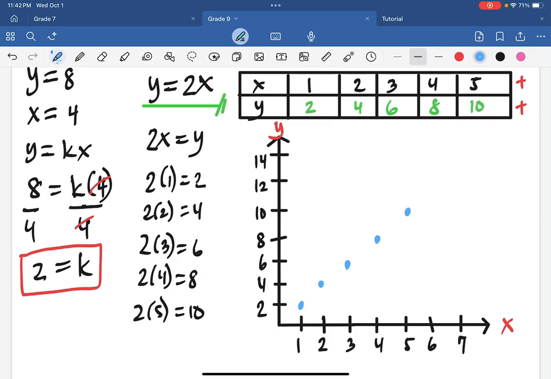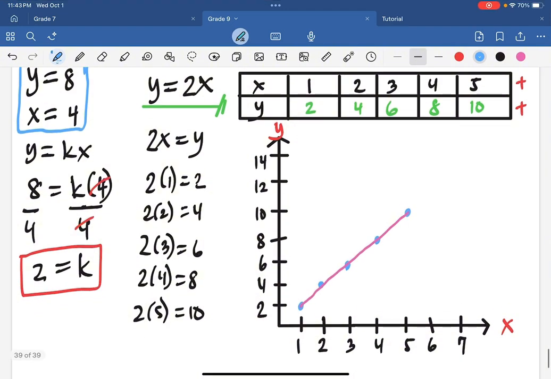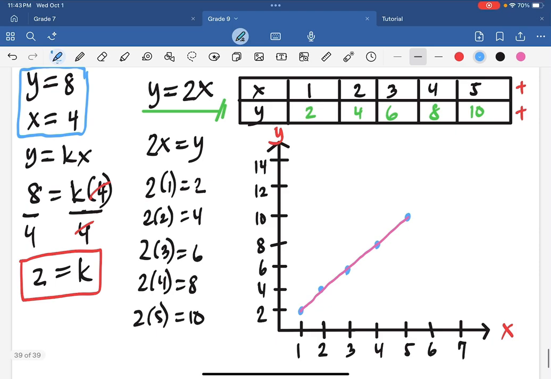So based on this, we could just connect them accordingly. And this is our graph based on just the given y equal to 8 and x equal to 4, based on direct variation. And this is our graph. And that's it for today. I hope you learned something.